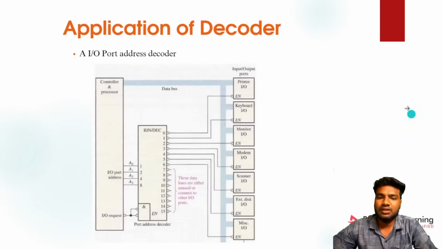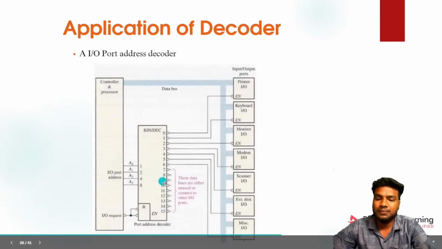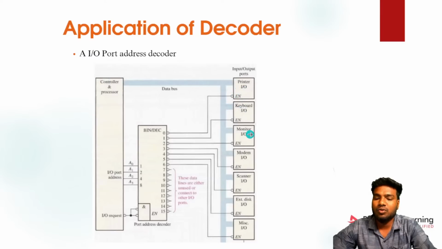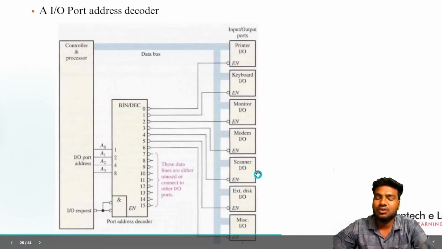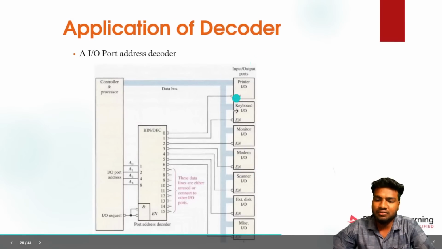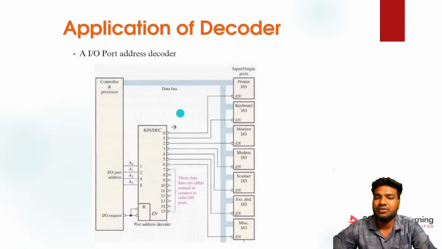So let's see the application of the decoder. In this application, the controller has a binary decoder. It decodes to pins like the first pin, second pin, third pin. It has 15 pins, and each pin has an application like printer, keyboard, monitor, modem, scanner, disk. These are the peripherals we use in a computer. This is an example for the decoder.